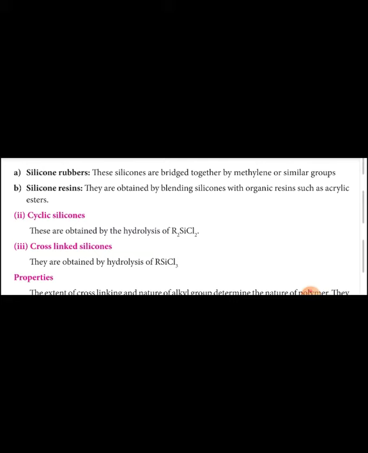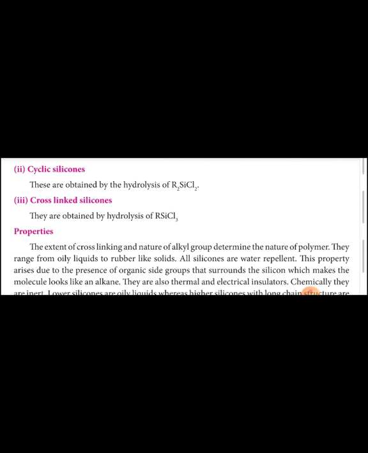Then the second type of silicone is cyclic silicones. Cyclic silicones are obtained from R2SiCl2. So from R2SiCl2 we get a linear chain polymer as well as cyclic silicones. The third type is cross-linked silicone, which is obtained from RSiCl3. Now we are going to see an important question: what are the properties of silicones? Very, very important. Take each one as a point.